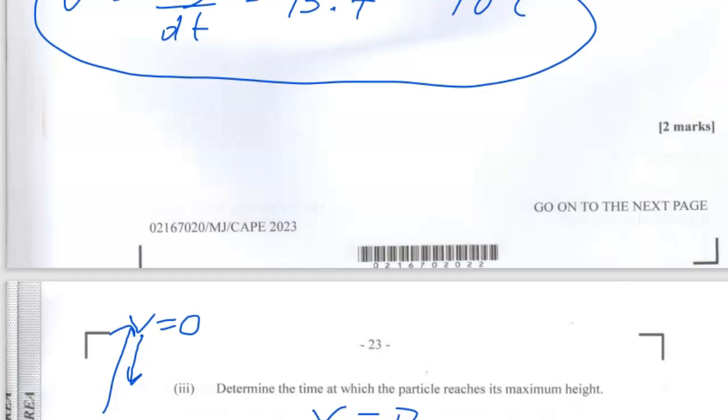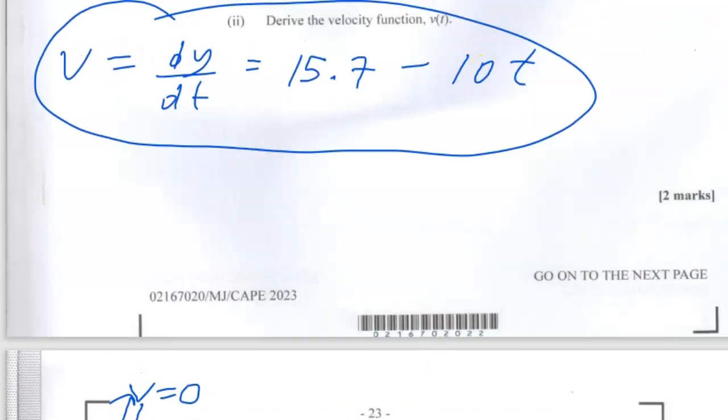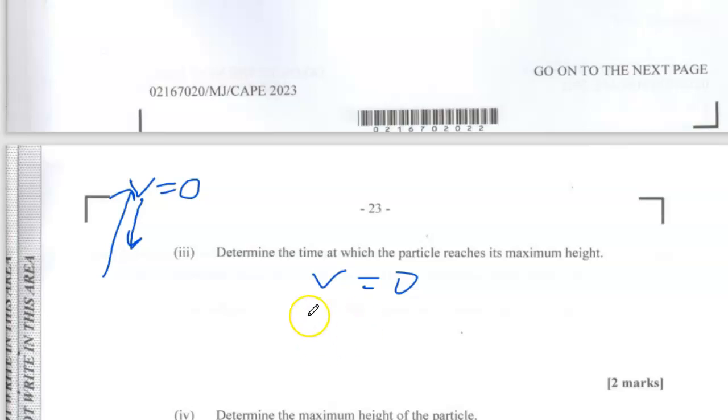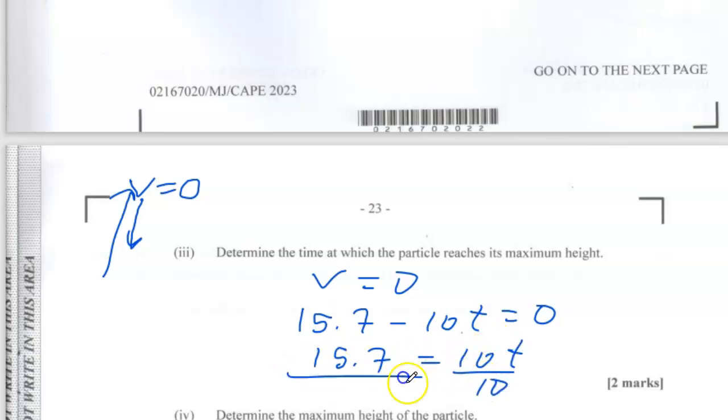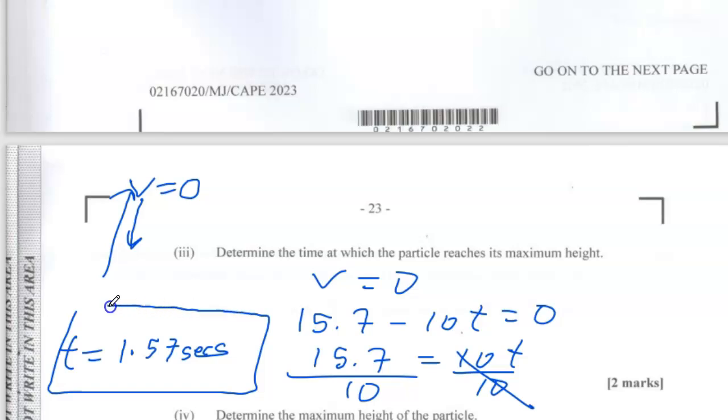And what's the expression for the velocity again? 15.7 minus 10t. So 15.7 minus 10t is equal to 0. Therefore 15.7, group the 10t over here, equals 10t. Divide both sides by 10. So 10 cancels 10 there. So t equals 15.7 divided by 10, which is 1.57 seconds. So after 1.57 seconds, the particle will reach its maximum height.